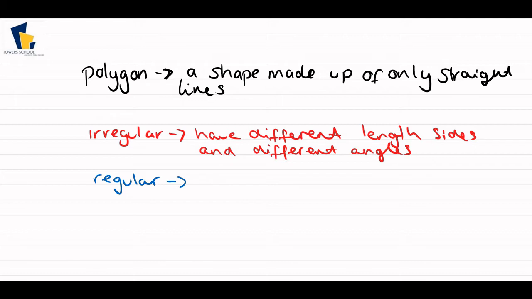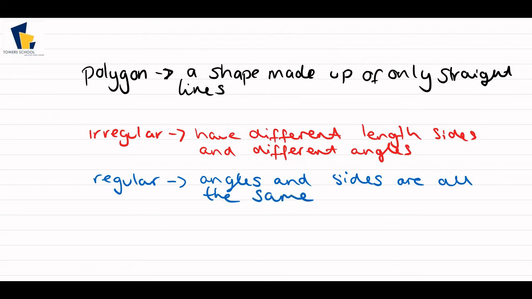The next one we're going to have is regular polygons. This is where angles and sides are all the same. So pause the video here, make sure we have that down.